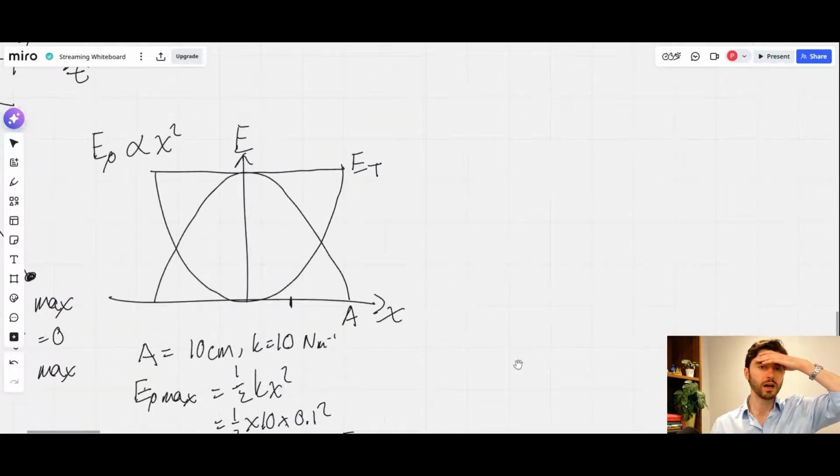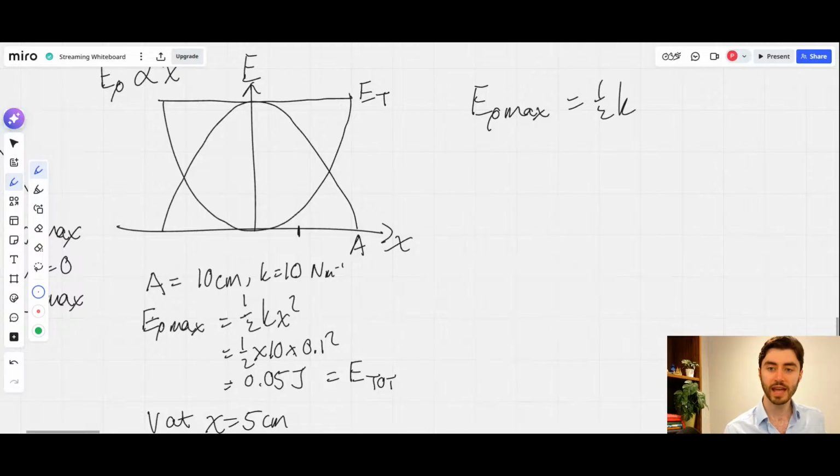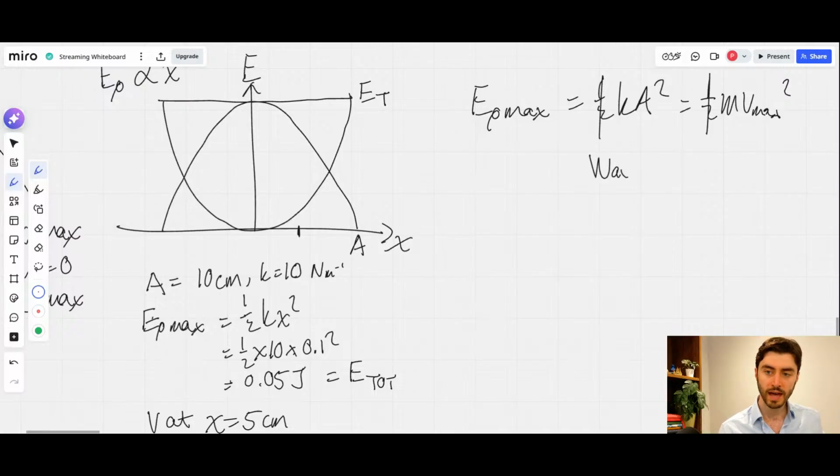So here, we know that it was true that the EP max is equal to a half Ka squared, which was equal to a half m v max squared. So canceling these, we know that v max squared equals K over M times A squared.